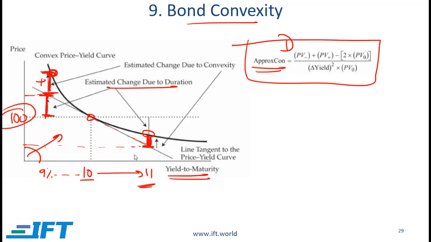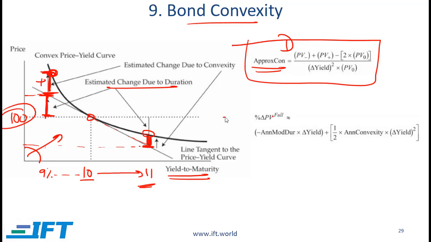In this example, the yield is 1%, but I hope you remember that in all our duration and convexity formulas, we plug in the yield as a decimal. 1% becomes 0.01 squared, and then PV naught, which would be 100 again. I can't give you an intuition for this formula, but you do need to memorize this formula.